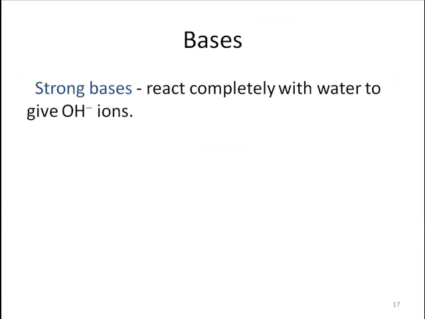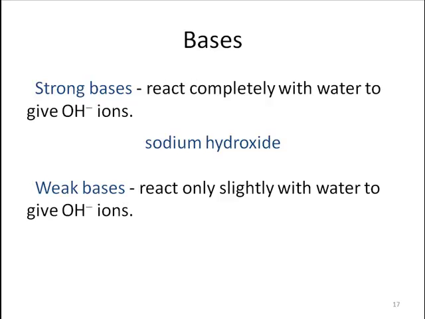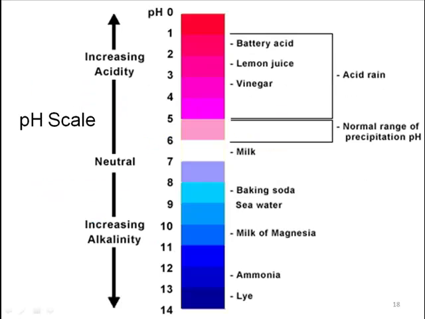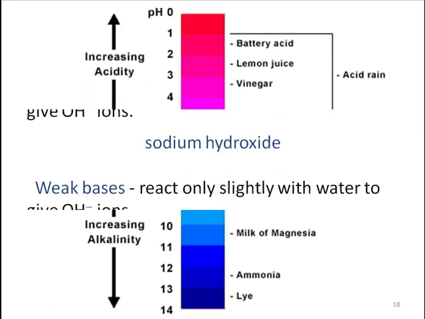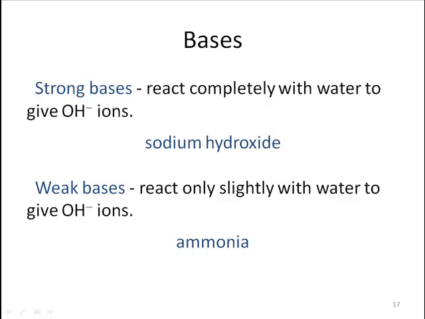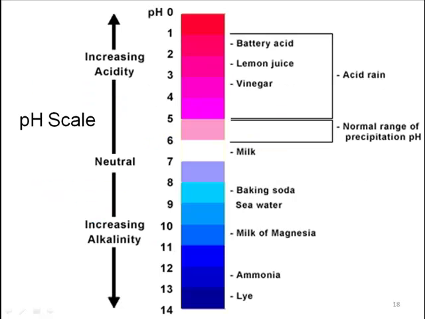Bases. They react completely with water to give OH ions. Sodium hydroxide. Strong bases. Weak bases react only slightly with water to give OH ions. Ammonia is weak. NaOH, strong. NH3, weak. We got to know what strong and weak are by now. Dissociate completely, don't dissociate completely.